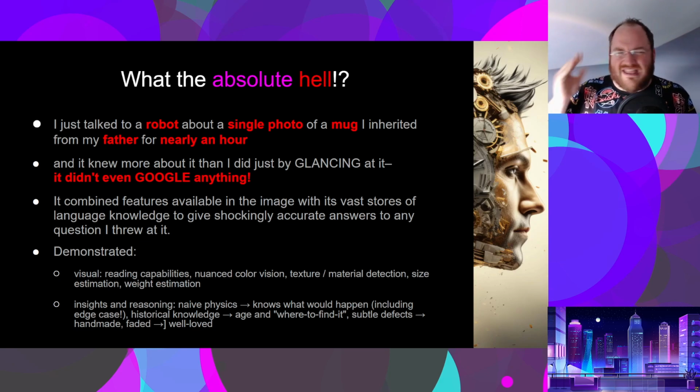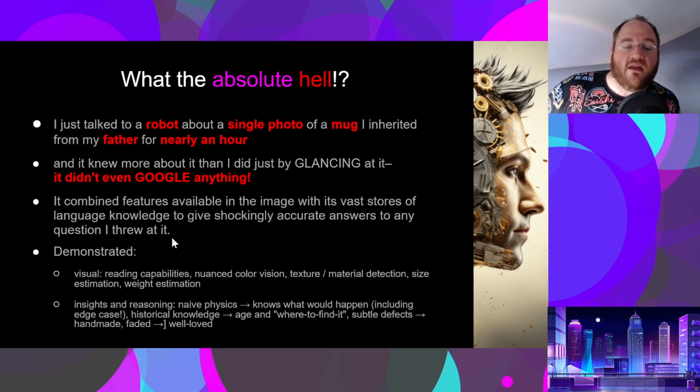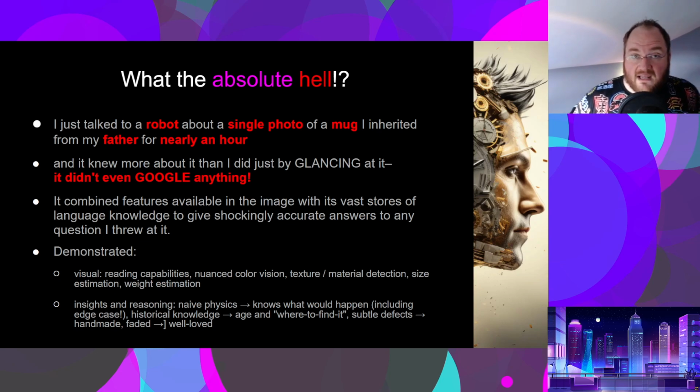And this is just the dumbest use case. Take a picture of a thing and ask it questions about it. Cool. There's other routes. And so to highlight what this interaction demonstrated from my perspective, it demonstrated a lot of visual capabilities. So reading capabilities, it could actually see the text as text. It's not always great at that. I've tested a lot of other ways with this. It can really mess up the text sometimes. It has nuanced color vision. It can detect texture and material. It can make size estimates, weight estimates, although the weight was a little off this time.